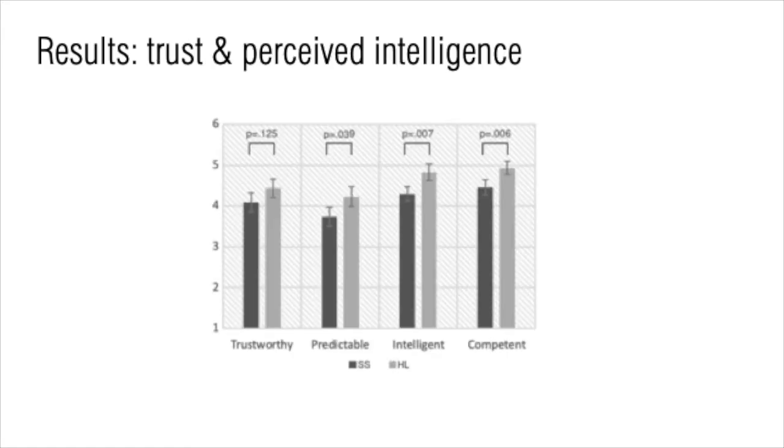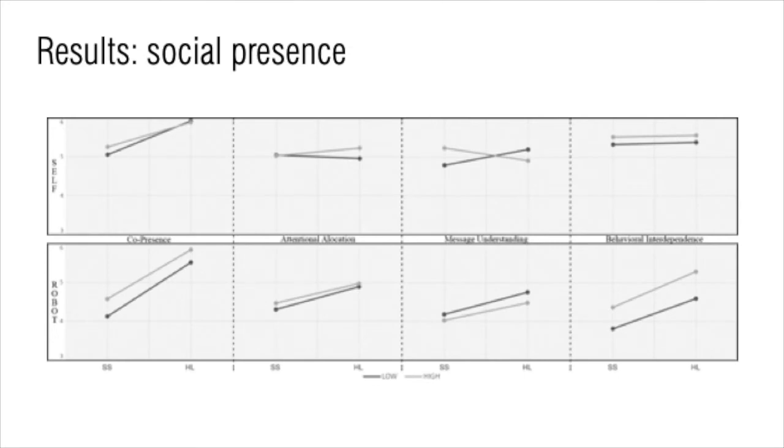Regarding trust and perceived intelligence, 2-way ANOVAs showed no significant effects regarding our main trustworthy item. All of the other items were significantly higher when users interacted with a human-like robot. Social presence dimensions from the direction of the perception of the robot were rated higher in the human-like robot. Conversely, in the direction of self, only the co-presence dimension was rated higher in the human-like embodiment.